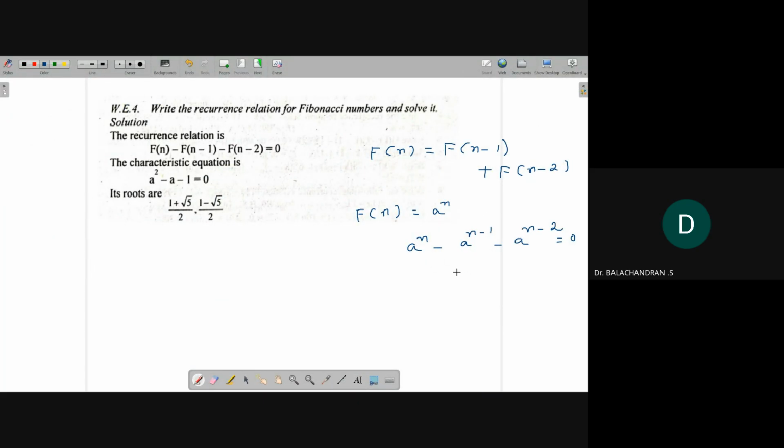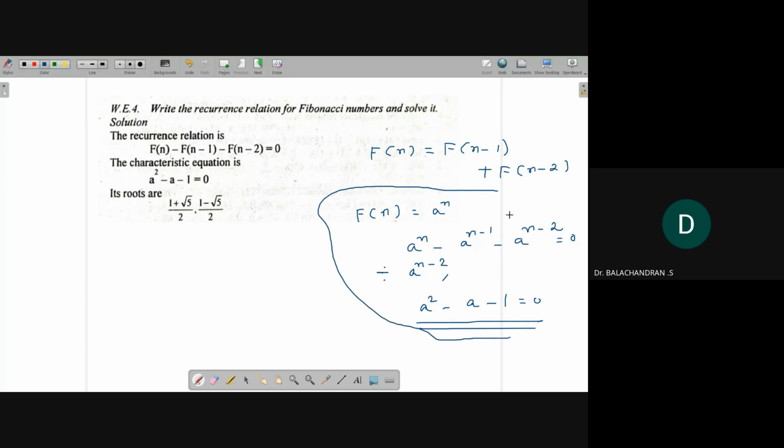Okay, now next, throughout divide by a power n minus 2. You will get a square minus a minus 1 equal to 0. So this is the procedure to get a square minus a minus 1. But there is no need to write this portion. This is only for understanding purpose. Directly you can write a square minus a minus 1 equal to 0.